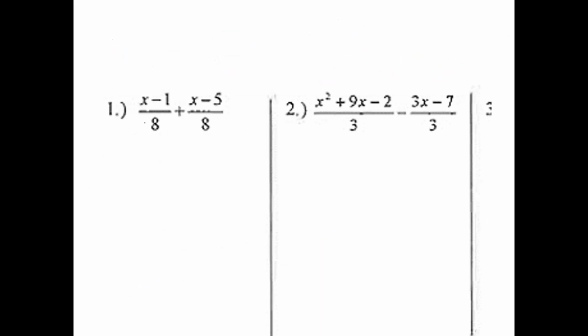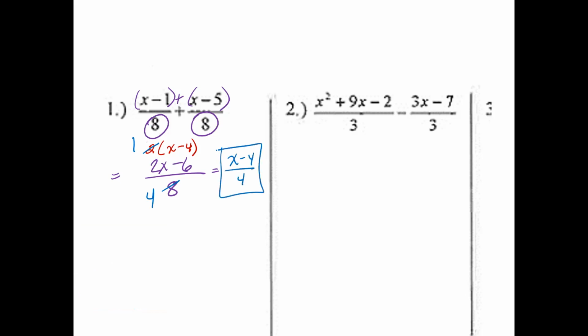For question number 1, do you have common denominators? Yes, you do. That one's an easy one because everything is already there, right? So your common denominator is just 8. So then what do you do on top? You just simply add them. x plus x is 2x. -1 minus 5 is -6. I could simplify this because I could take out a 2 like that. And then what is 2 divided by 8? I can reduce it down to 1/4 if I divide 2 on top and bottom. So my answer is just (x - 4)/4.